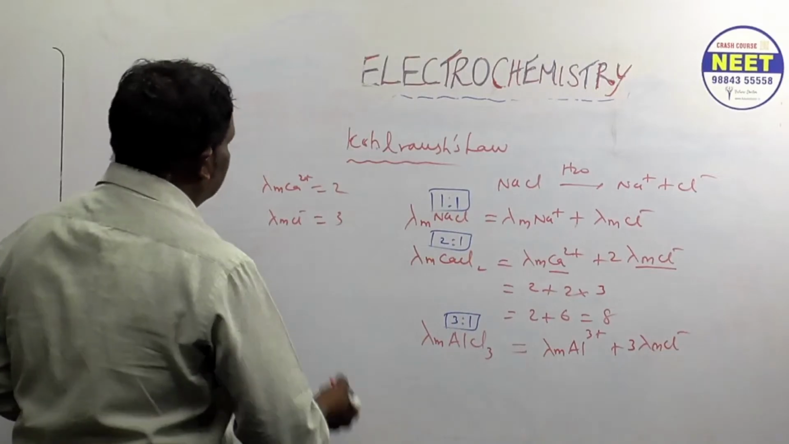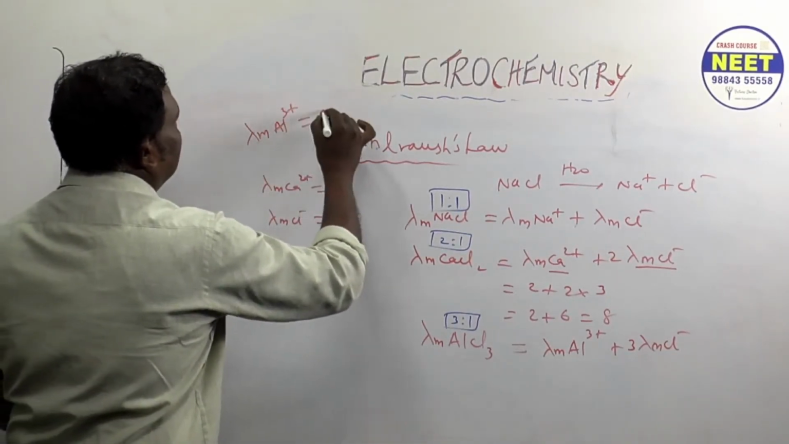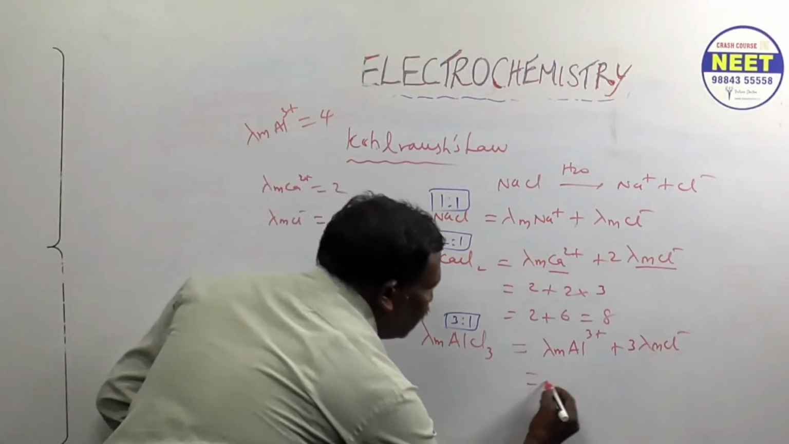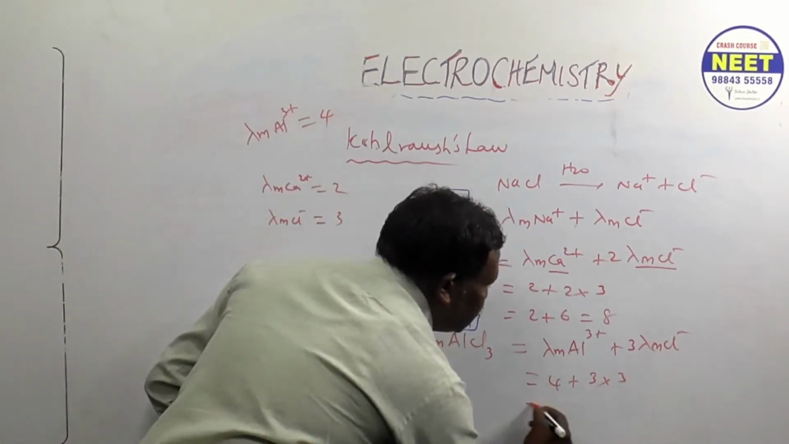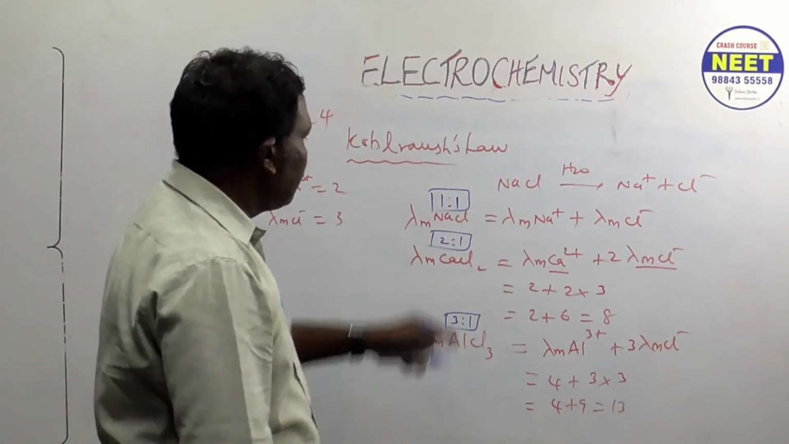So suppose I'm saying Al3 plus is 4. Chlorine I have already given. So what? 4 plus 3 into 3. Understood? Like this, okay? Very simple.